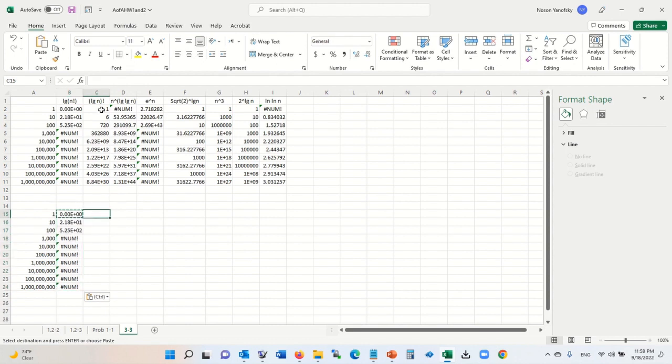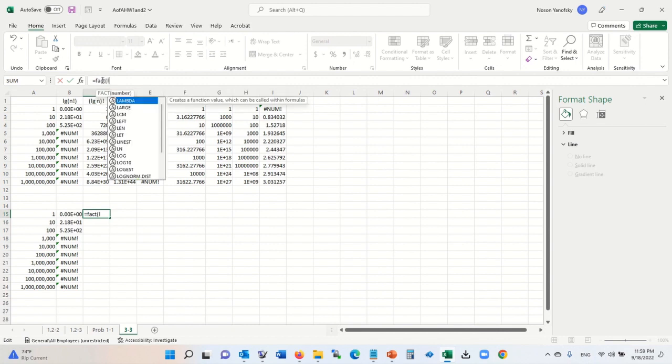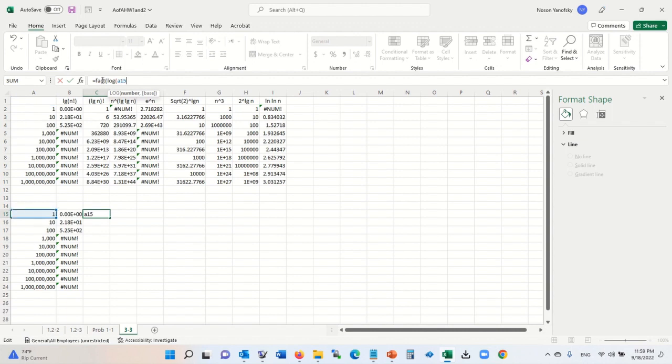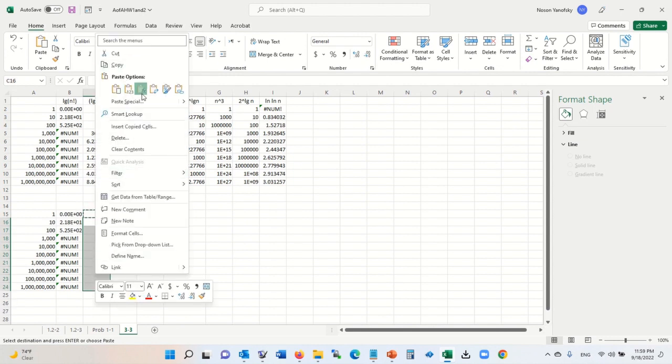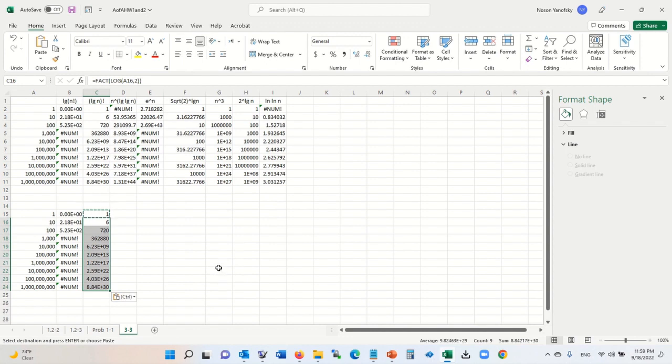In contrast, this one is factorial of log of n. So let's do that. This is equal to factorial of log of A15, that's this box, comma 2, because base 2, close parentheses, and you get the values. Then paste, and you get it again.